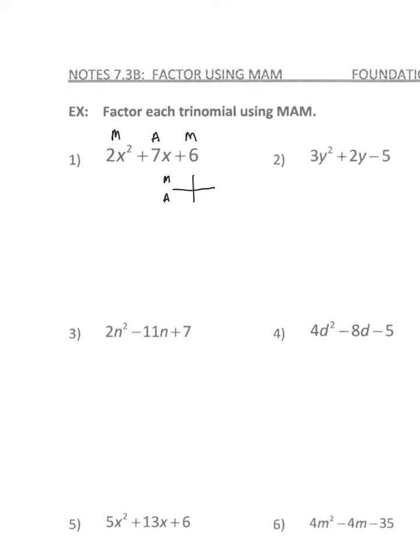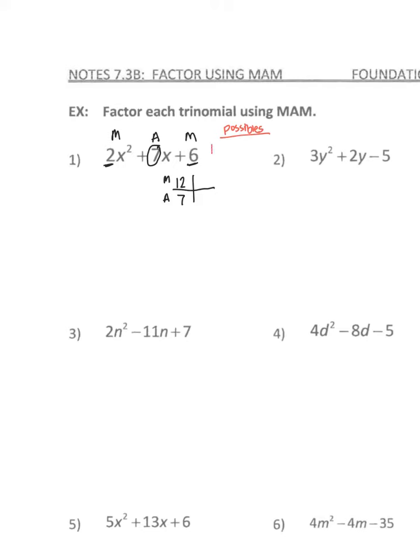So in all the examples in 7.3a, we had a 1 at the front, but now we have a 2x squared. So I'm going to multiply 2 times 6, which gives me 12. Then for my add box, I've got a positive 7. So now I'm going to make my list of possibles off to the side over here. And I've got positive 12 and positive 7. So both of my numbers are going to be positive.